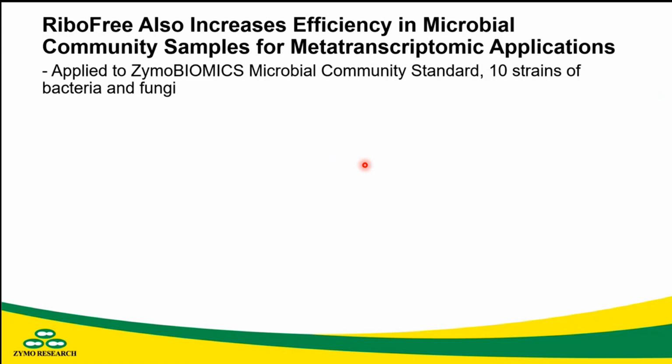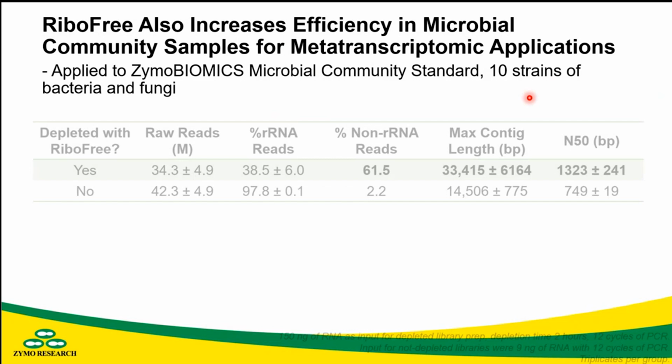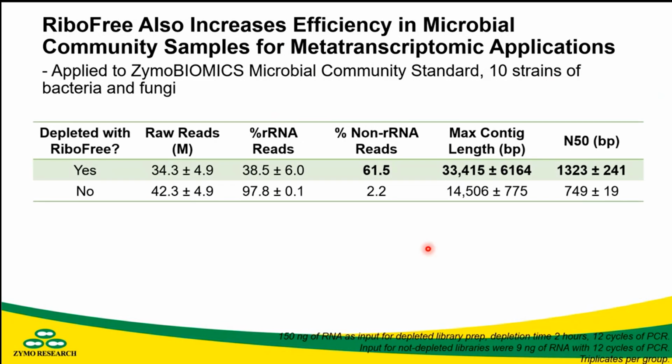We started validating Ribo-Free to broaden its application into meta-transcriptomics samples, not just one single strain, as we saw earlier in the yeast data. So we first tried our microbial community standard. That is a sample that has 10 strains of bacteria and fungi all mixed together. And the result is actually very encouraging and decent. It showcased that this technology still increases efficiency, even in mixed, challenging microbial community samples.